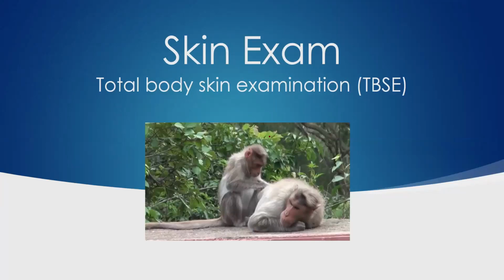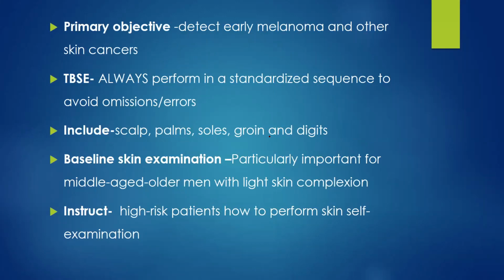Total skin exam. So the total skin exam is basically a complete body check of a person's skin, kind of like these little monkeys do this preening stuff. So the objective is to detect early melanoma and other skin cancers, always performed in a standardized sequence so you don't miss anything. You want to include the scalp, palms, soles, groin, and digits. Baseline skin examination, so that way you kind of know what's normal for that patient.